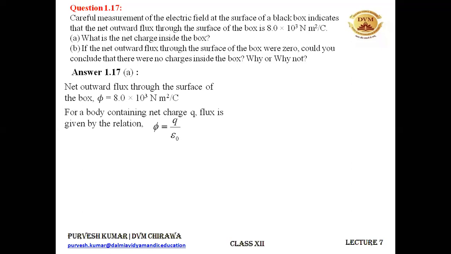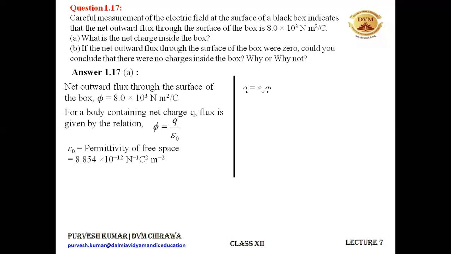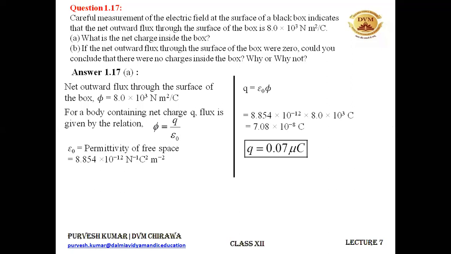By Gauss's law, we know this thing: phi is equal to Q upon epsilon naught. We know the value of phi. We know the value of epsilon naught, that is 8.85 into 10 to the power minus 12 Newton inverse coulomb square per meter square. So in order to find the value of Q, we'll just cross multiply it. Phi multiplied by epsilon naught is your Q. The value of epsilon naught you know. The value of phi is given in the question. You can solve it out and the value of Q becomes 0.07 microcoulomb. When you solve it out, it becomes like this, and in scientific notation, you can write it in microcoulombs like this.